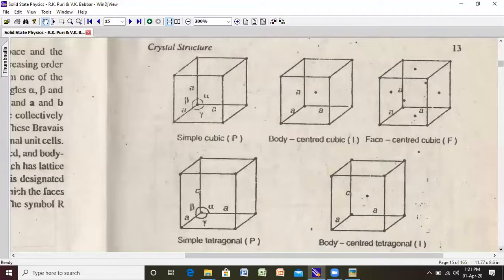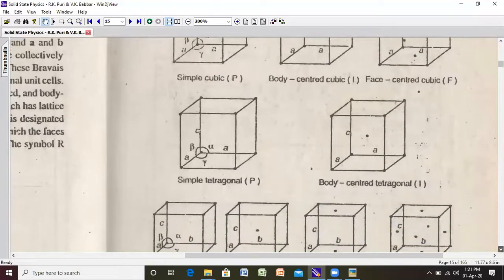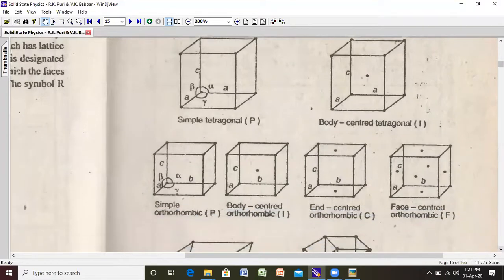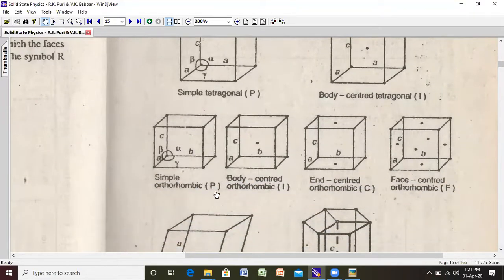There are two further systems in the tetragonal, which have simple and body center. Body center again means there is a point at the center. And further, the next crystal system is orthorhombic. Orthorhombic has simple orthorhombic, body-centered orthorhombic, end-centered, and face-centered.